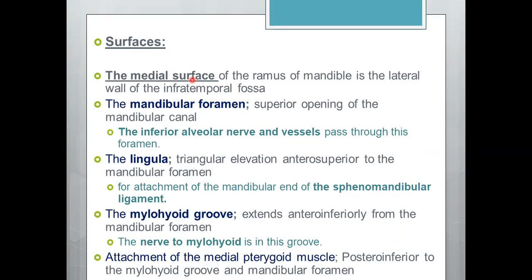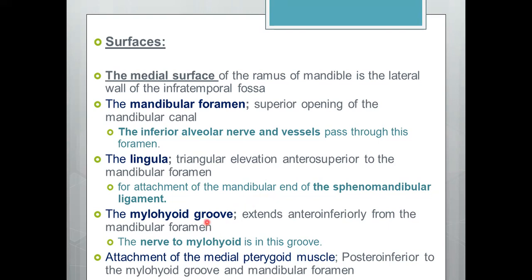The medial surface of the ramus of the mandible forms the medial wall related to the infratemporal fossa. It comprises the mandibular foramen, which is the superior opening of the mandibular canal. The inferior alveolar nerve and vessels pass through this foramen. The lingula provides the attachment for the mandibular end of the sphenomandibular ligament.